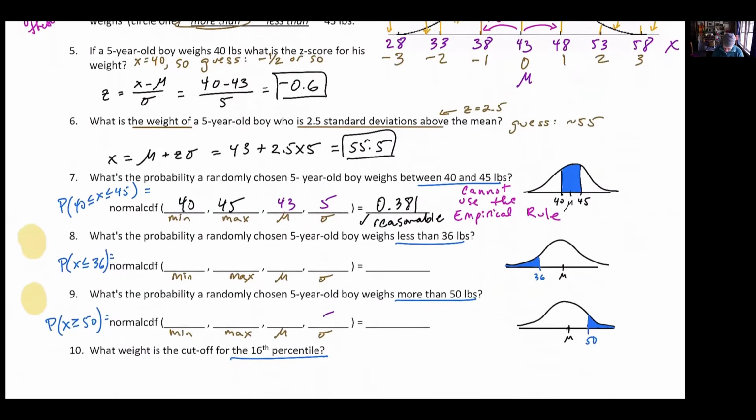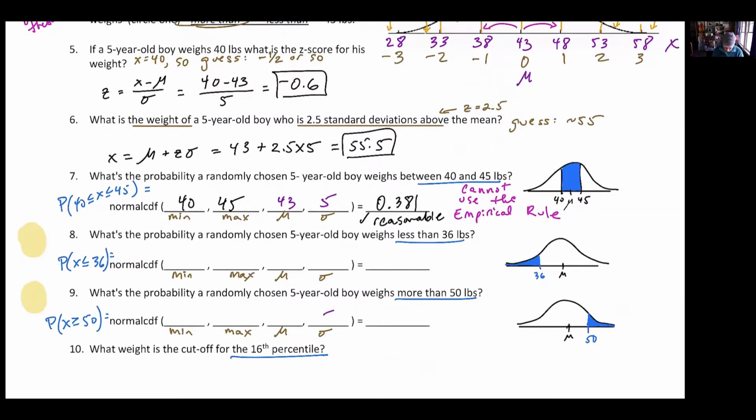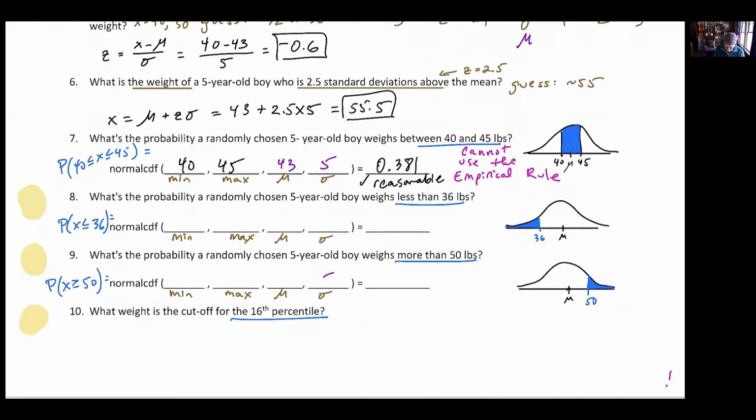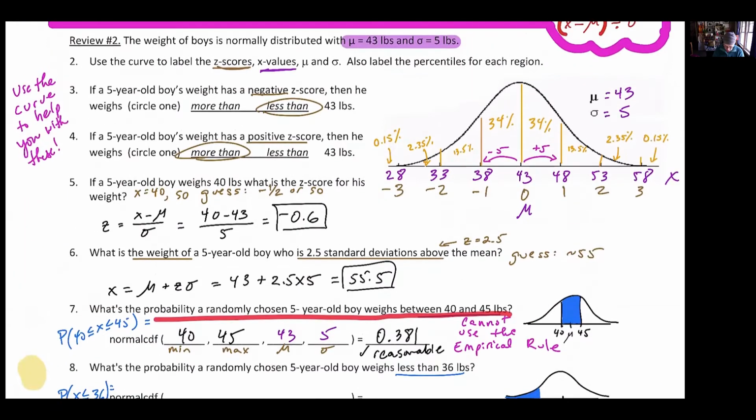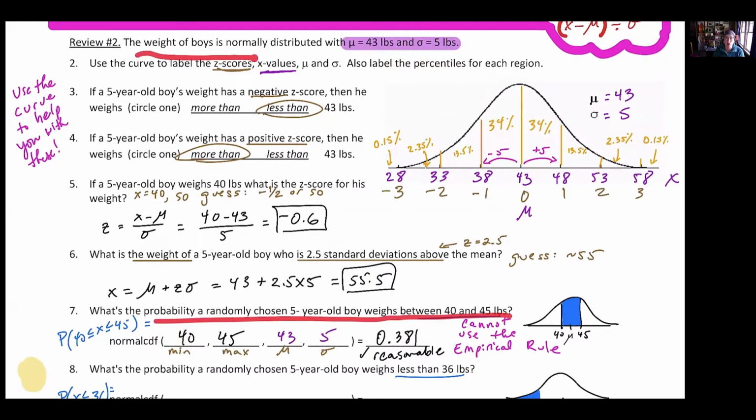Before we move on, I'm going to make sure everyone's on the same page with the area of the curve. We're going to do 7, 8, 9, and 10. Number 7 you see I have worked out here already. What's the probability a randomly chosen 5-year-old boy weighs between 40 and 45 pounds? I should have mentioned at the beginning that a boy's weight is normally distributed with a mean of 43 and a standard deviation of 5 pounds.